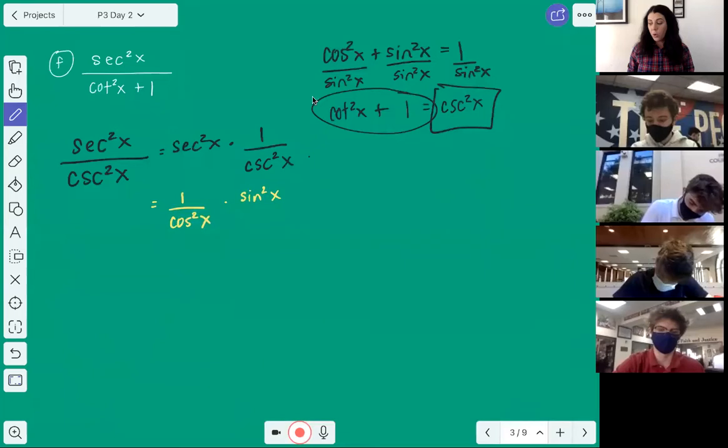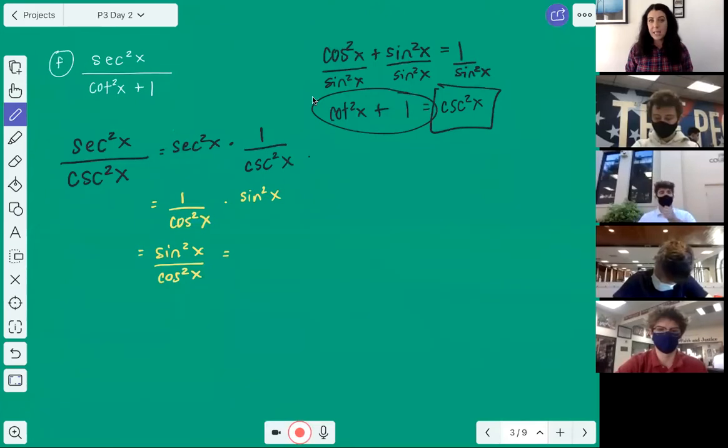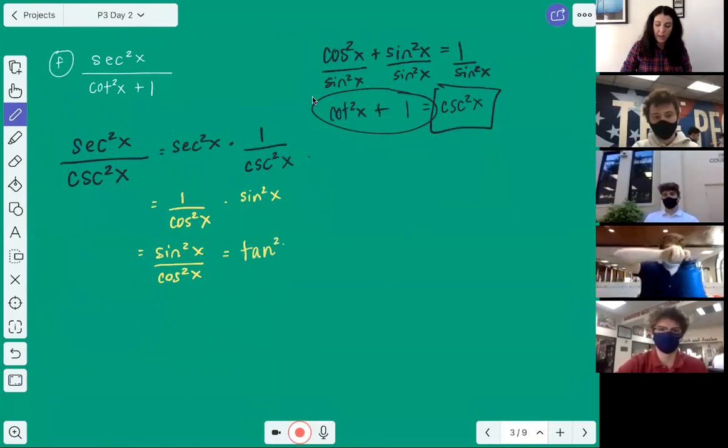Okay, so Carter, right now we have 1 over cosine squared times sine squared. So that's the same as sine squared over cosine squared. So using our quotient identity, what's that the same as? Tangent squared. There you go. And that's our most simplified answer that we can get. Again, make sure you have the X on all parts of that.